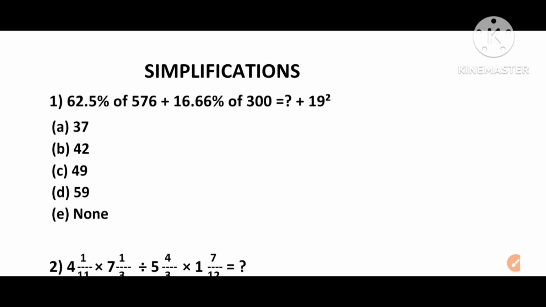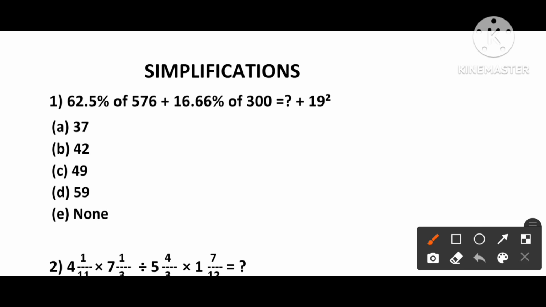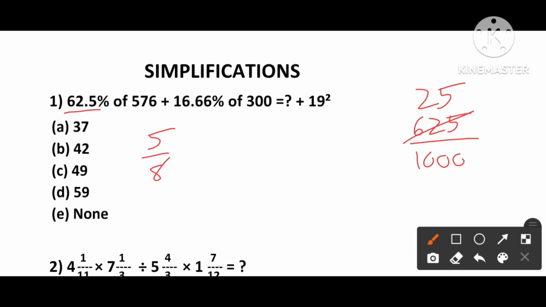First question. 62.5 percentage is nothing but the fraction value of 5 by 8. If you don't know the fraction value, what we do is we take this thing. 25 times will be 625, 25 40 times, 5 times 5, 8 times. This is how we got 5 by 8 as the 62.5 percentage fraction value. Okay, so let's see our question.